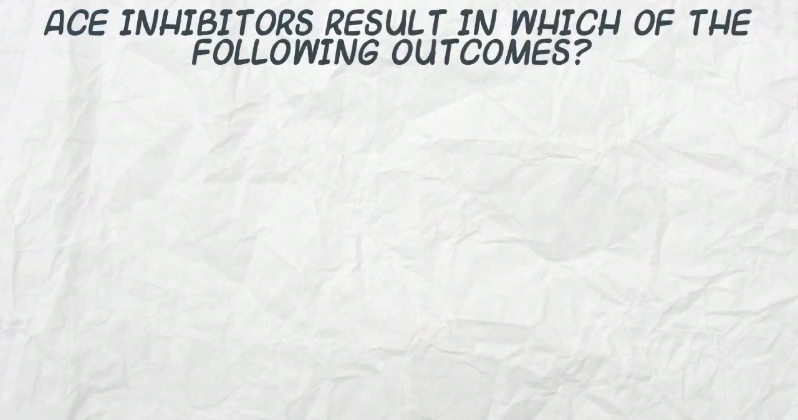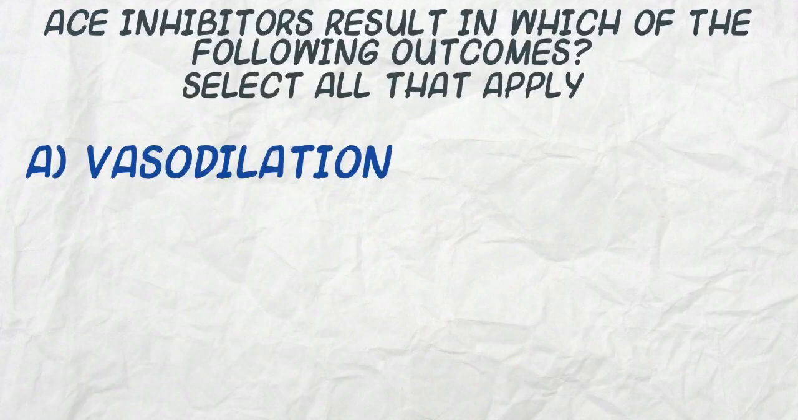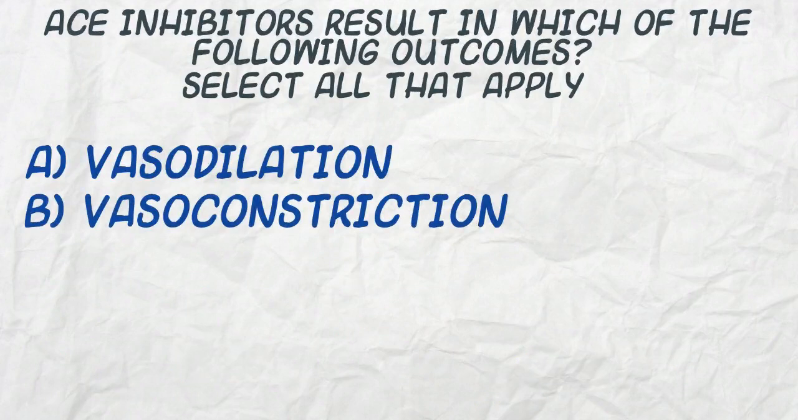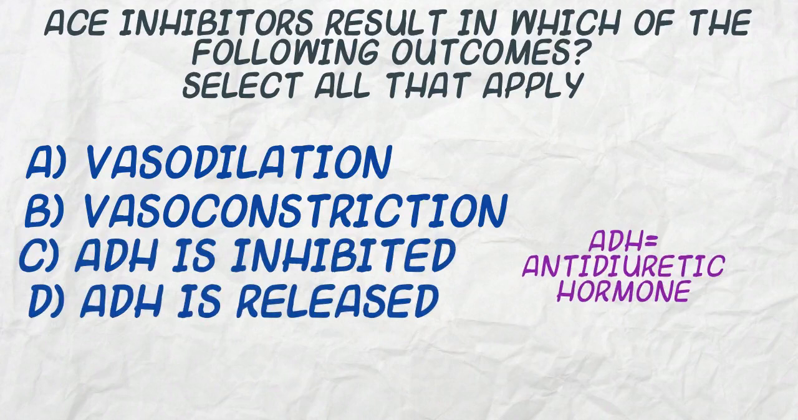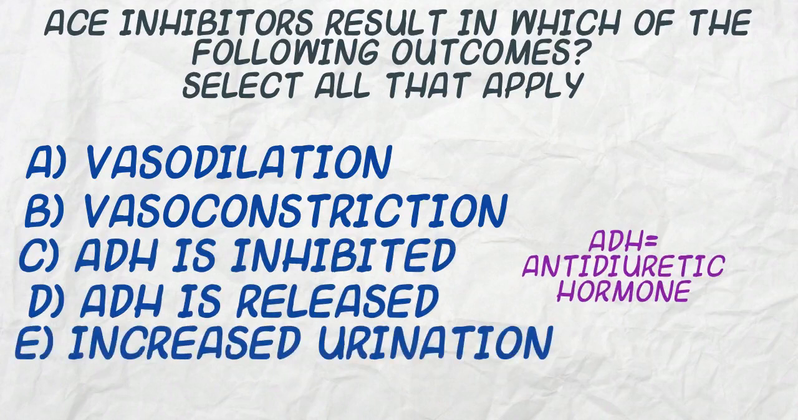ACE inhibitors result in which of the following outcomes? Select all that apply. Vasodilation, vasoconstriction, ADH is inhibited, ADH is released, increased urination, decreased urination.